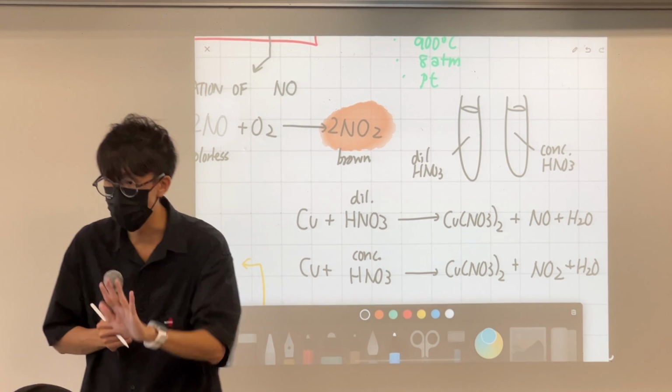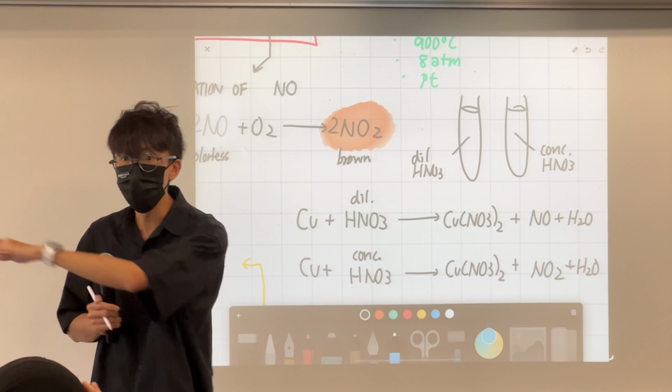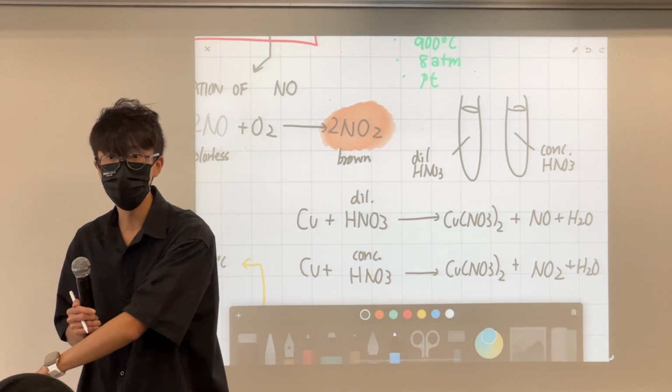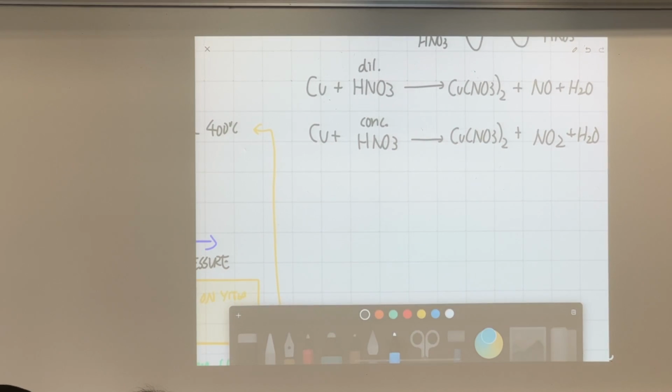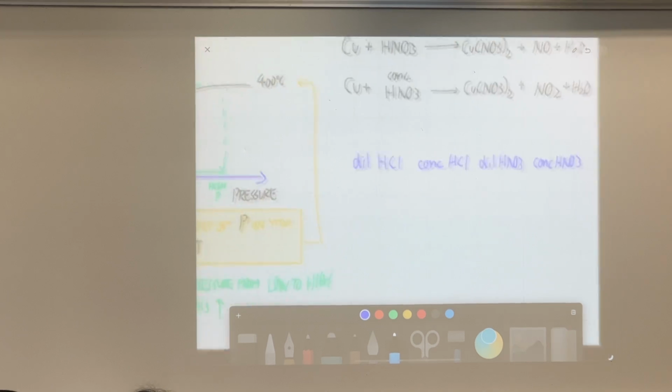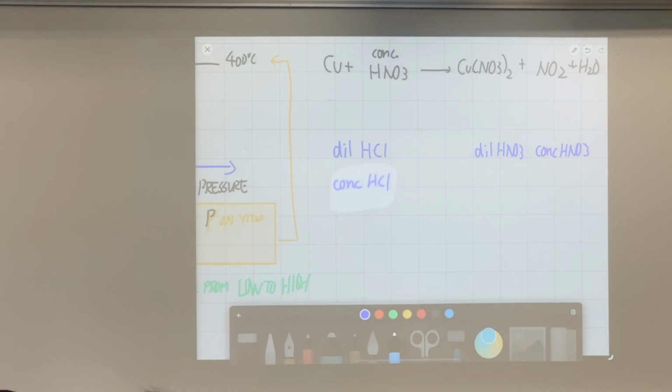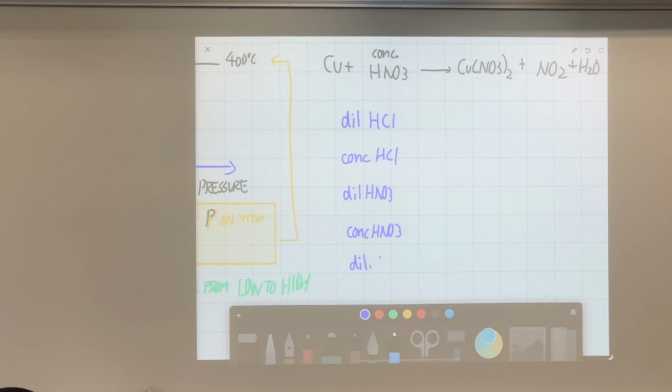Do you remember that copper should not react with normal acid? By normal acid, I mean HCl and dilute H2SO4. This is a really nice question. Can you put down dilute HCl, conc HCl, dilute HNO3, conc HNO3? I think it's more efficient to put the terms like this. And we have two more acids, dilute H2SO4 and concentrated H2SO4.